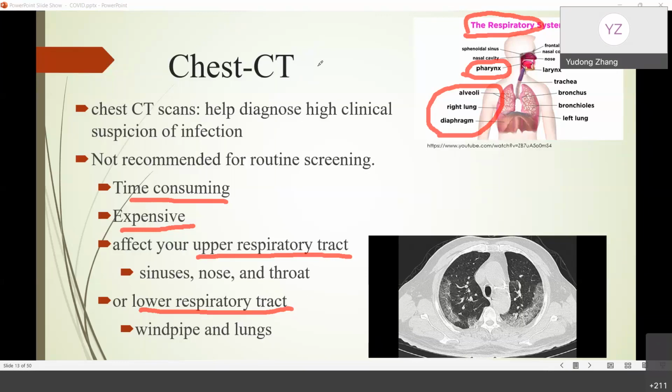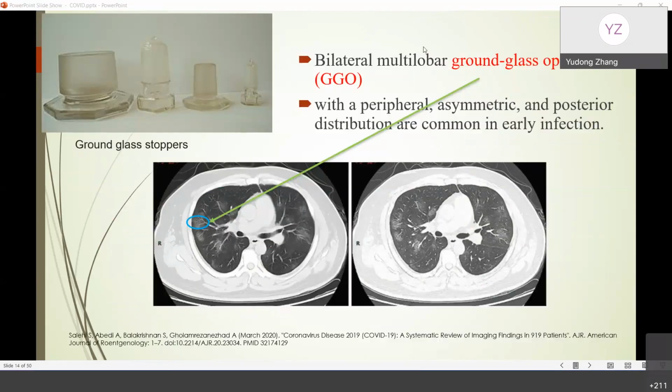Wait a moment, I hope to move to the next. Because I, because I needed to take off the annotation, but anyway.